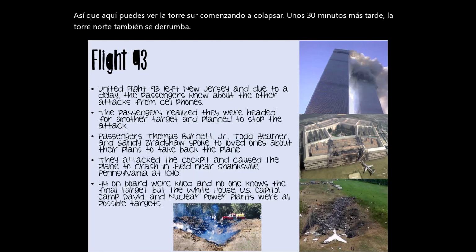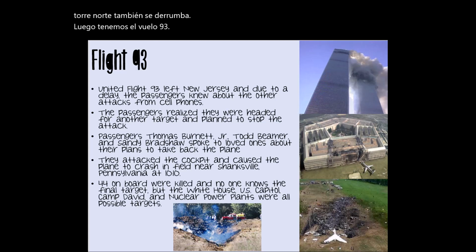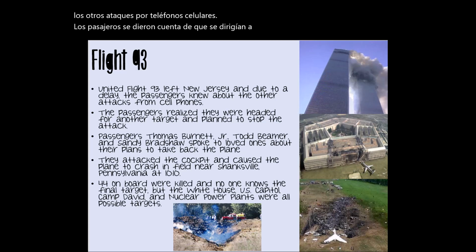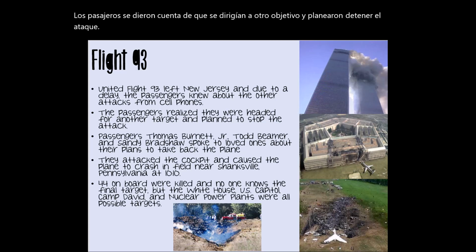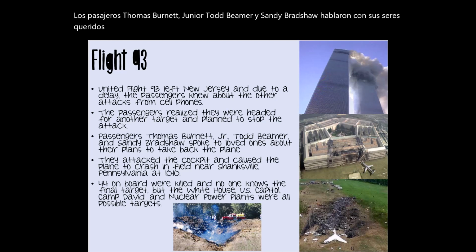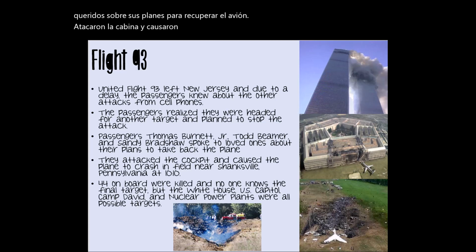Then we have Flight 93. United Flight 93 left New Jersey, and due to a delay, the passengers knew about the other attacks from cell phones. The passengers realized that they were headed for another target and planned to stop the attack. Passengers Thomas Burnett Jr., Todd Beamer, and Sandy Bradshaw spoke to loved ones about their plans to take back the plane. They attacked the cockpit and caused the plane to crash in a field near Shanksville, Pennsylvania at 10:10.